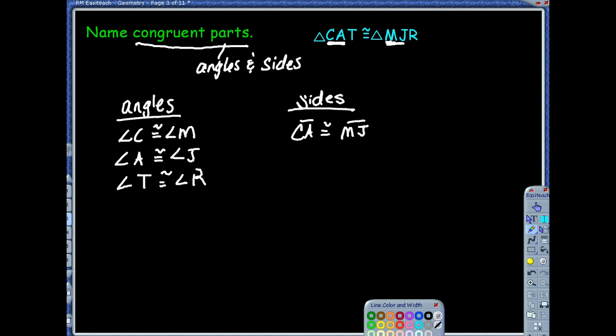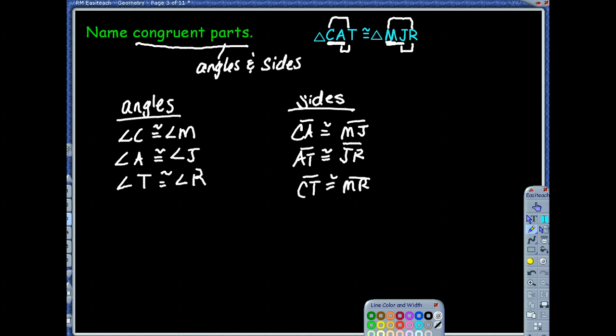What about AT? So now I'm using that middle and last letter, so I'm going to use the middle and last letter of the other congruent statement: JR. So these two segments are congruent, and we have one more. I haven't done CT yet, so doing first and last, CT will be congruent to segment MR.